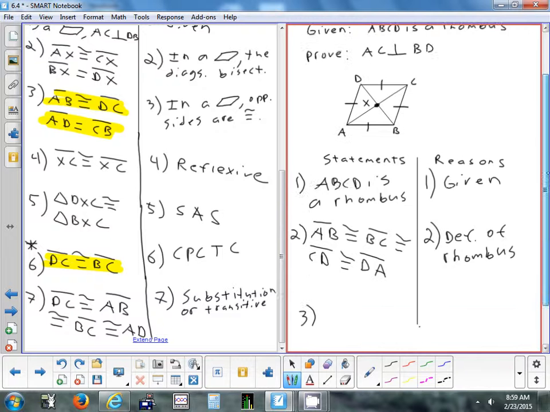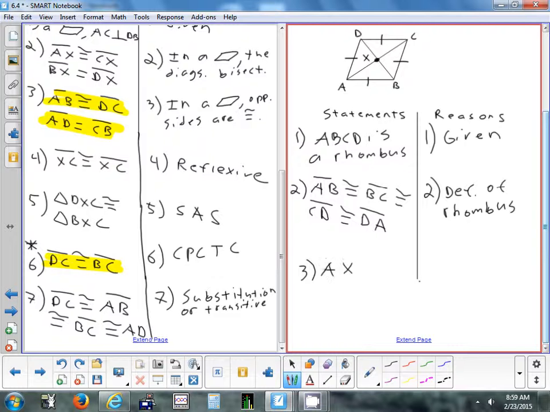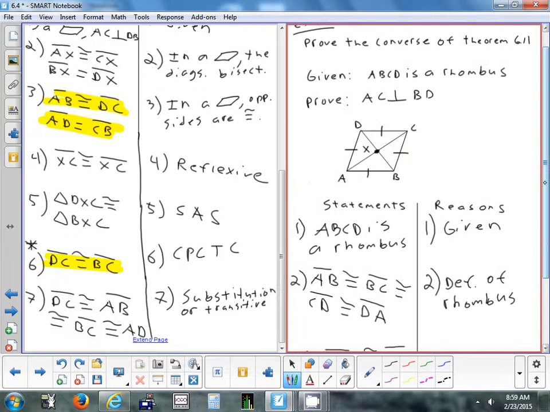And that's because it's a rhombus, which means it's a parallelogram. The diagonals bisect. So AX is congruent to CX. It can't hurt to write it down. It might not help, but I think in this case it probably will. Okay, good. Anything else you want to say?